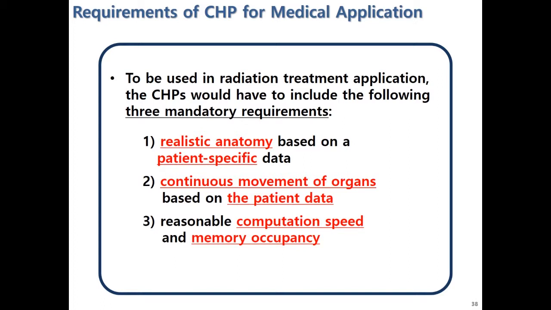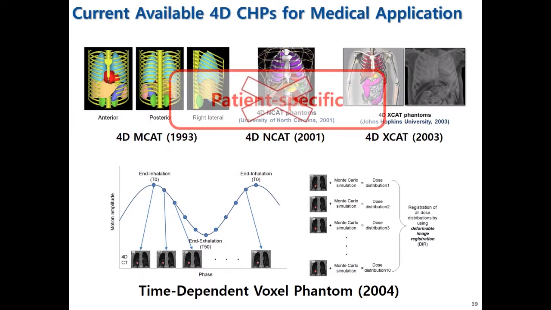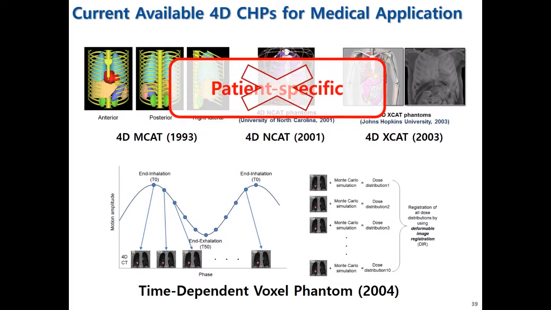In addition, since those simulations should be performed on multiple patients, the procedures for the generation of phantom and dose calculation should not be overly time-consuming. However, currently available 4D phantoms do not satisfy these requirements. 4D MCAT, NCAT, and XCAT phantoms cannot represent patient-specific anatomy, so they cannot be used for patient dose calculation.